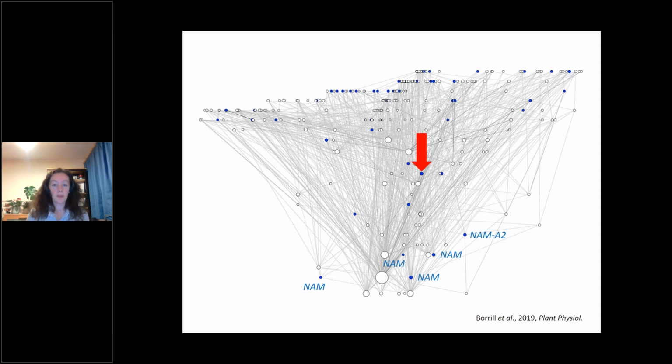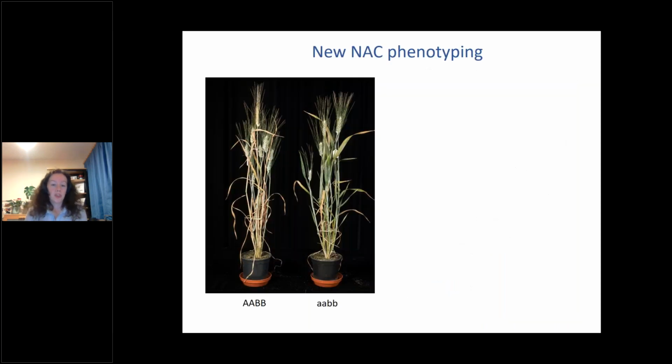I'm going to just show one example. This is this NAC transcription factor here within our network. It's not right at the end of the network, but it doesn't have a particularly highly connected status and it isn't quite as early on in the network as the NAM genes. But nevertheless, we decided to look at this gene. And again, we found that there was a difference in senescence once we made our double mutant in a tetraploid background, as you can see in the photo on the left.